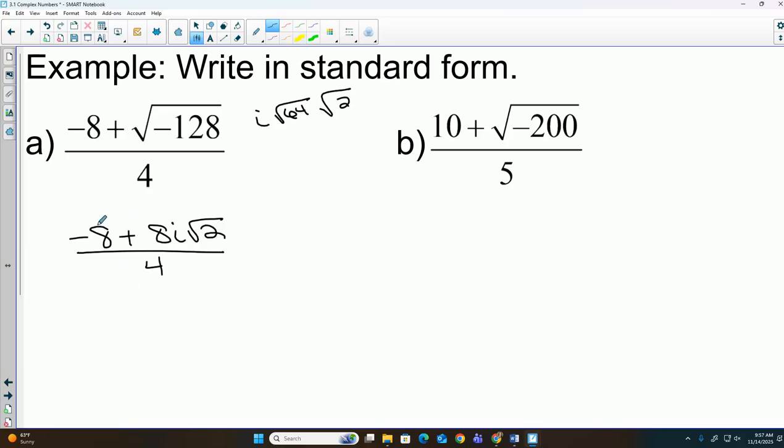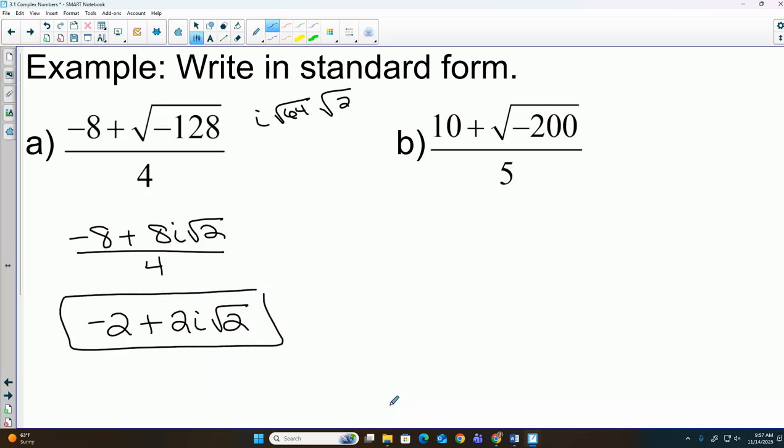Then we just divide each thing by 4. So negative 8 divided by 4 is negative 2. Plus 8 divided by 4 is 2i radical 2. See, I did that one. Good. Everybody can try B now. We'll see if we get that one right.